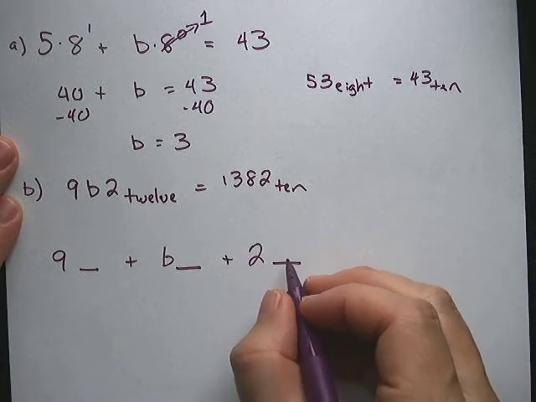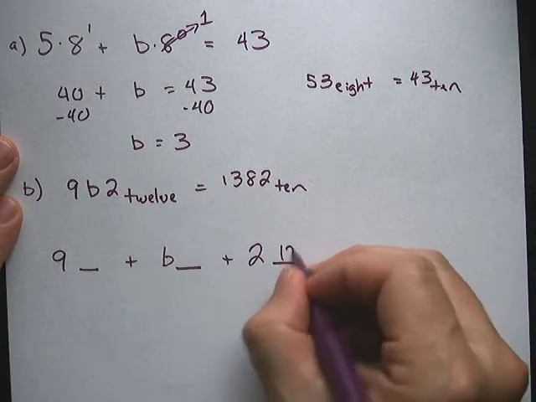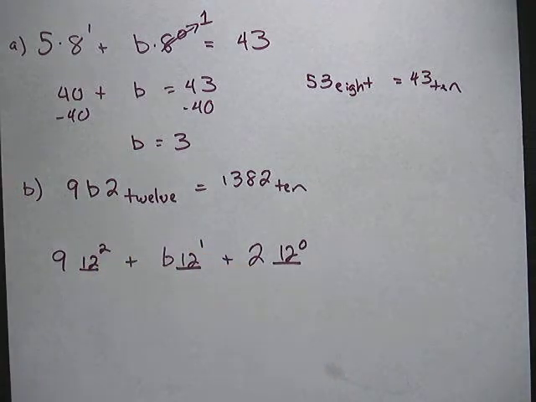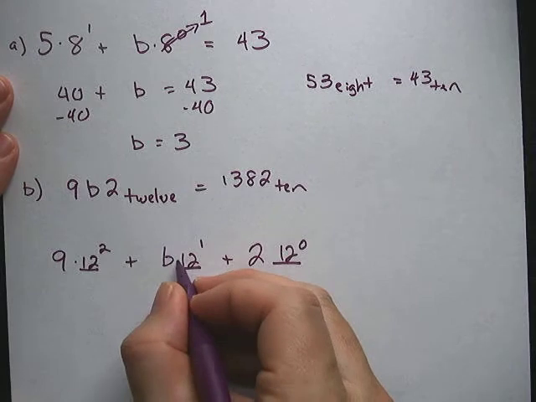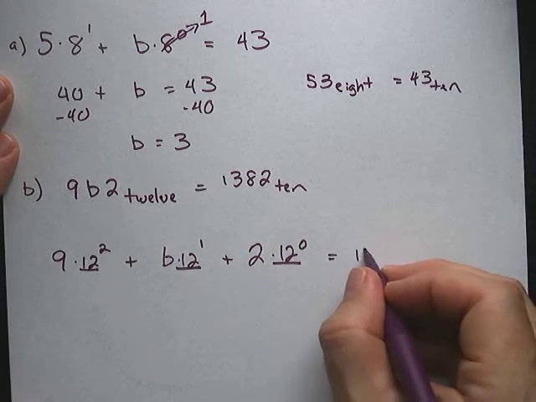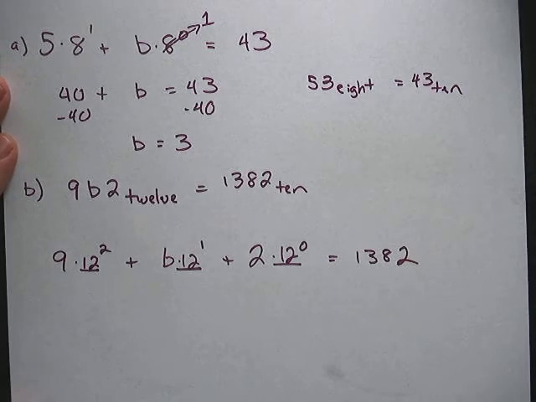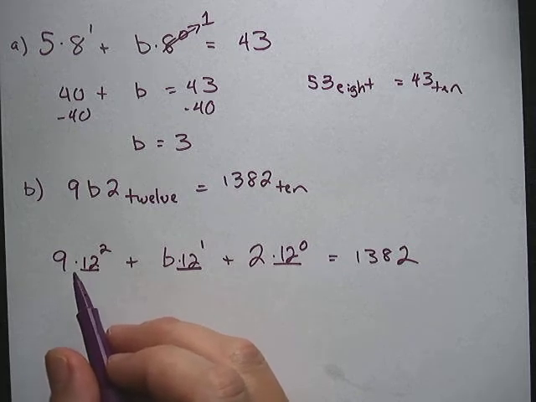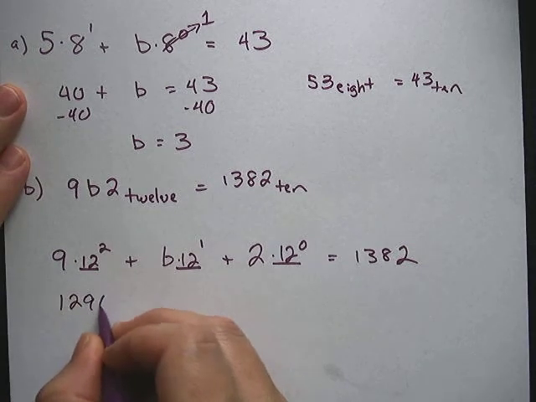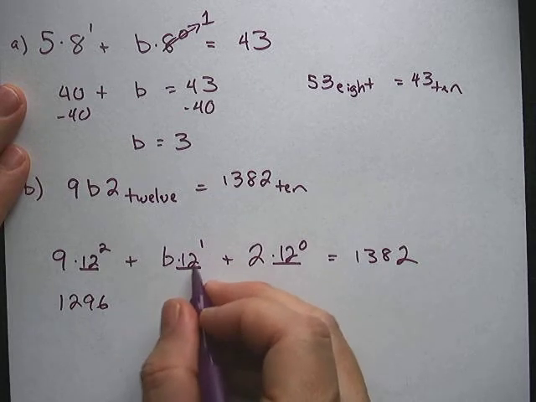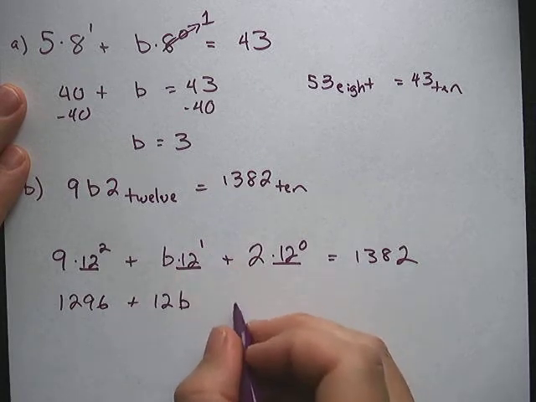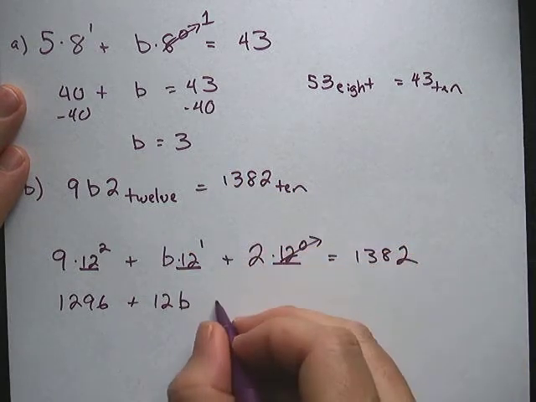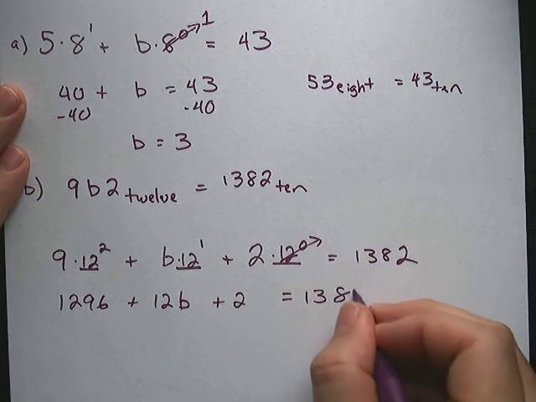Okay, so remember, just like base 8, in base 12 the first one is 12 to the 0 power. The next one is 12 to the 1 power. The next one is 12 to the 2 power, and you'd move on if you had more numbers out there. Given that is equal to 1,382, now this is in base 10. Okay, so this is 144, and if we multiply 144 times 9, we get 1,296. And b times 12 to the 1, or b times 12, is 12b. And then, just like last time, 12 to the 0 power, just like 8 to the 0 power, is a 1. So that last digit is 2, equals 1,382.